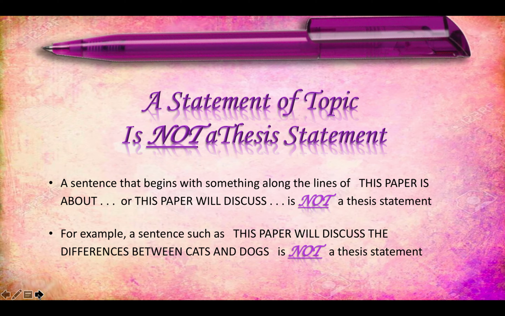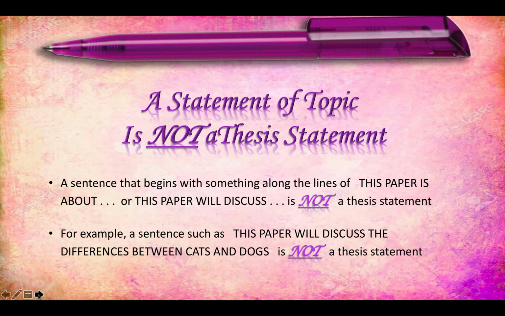The first part of the thesis statement names the topic of the paper. The first part of this sentence is "this paper is about," which means the topic of the paper is the paper. Why would anyone write a paper about the paper itself? Okay, the second part of the thesis statement makes a comment on the topic, and the rest of the paper will be devoted to proving that the comment is true about the topic. The second part of this statement is, "will discuss the differences between cats and dogs."